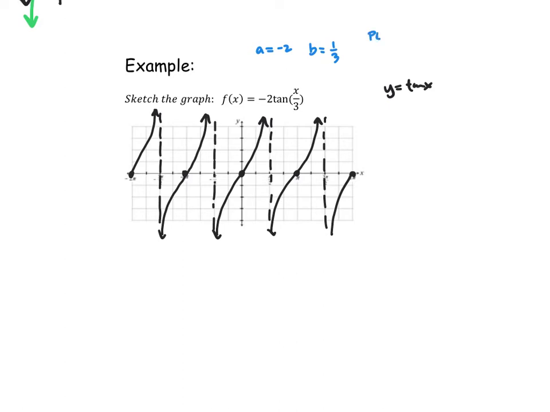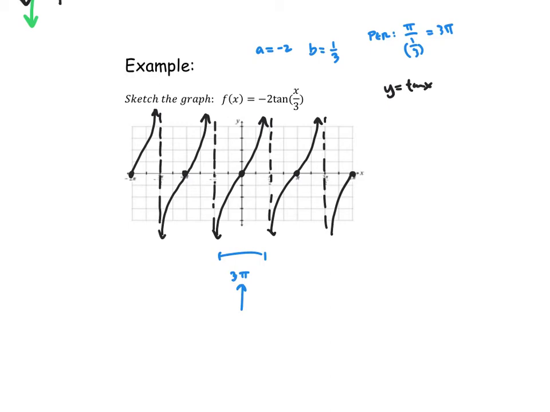Therefore, the period, now instead of being pi units, the period length of the normal tangent, is now going to be pi divided by a third, which is 3 pi. Okay, so I'm going to do just a change in labeling, if you will. So this was pi units. Now it's going to be 3 pi units.